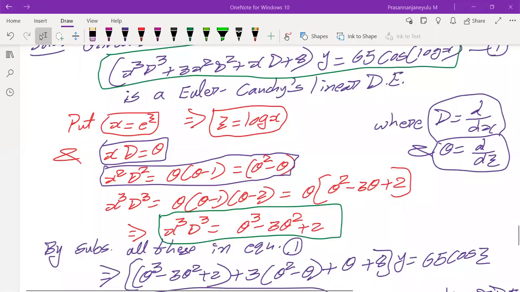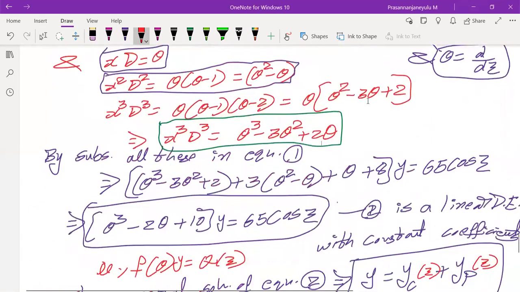What we did, at the time of finding x cube d cube, we got like this. We have to multiply each and every term with theta. If we multiply each and every term with theta, what we'll get? Theta cube minus 3 theta square plus 2 theta. But I forgot to write it. Okay, so I'm writing here, it is 2 theta also.